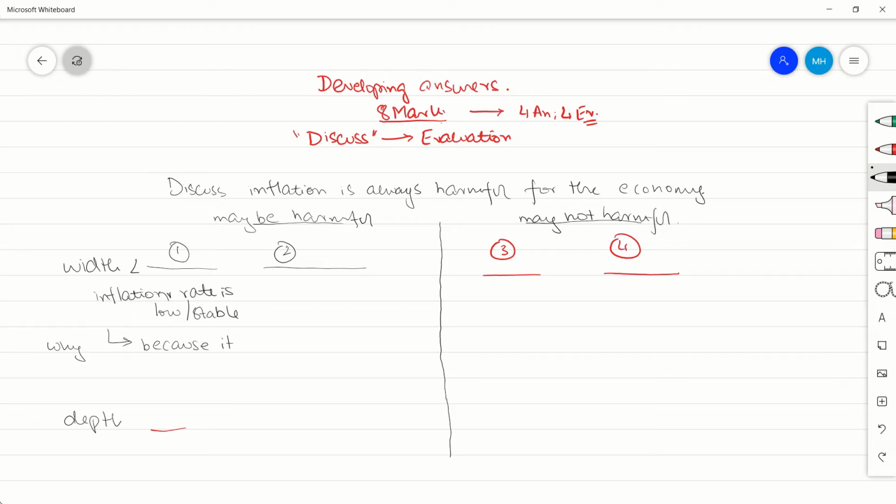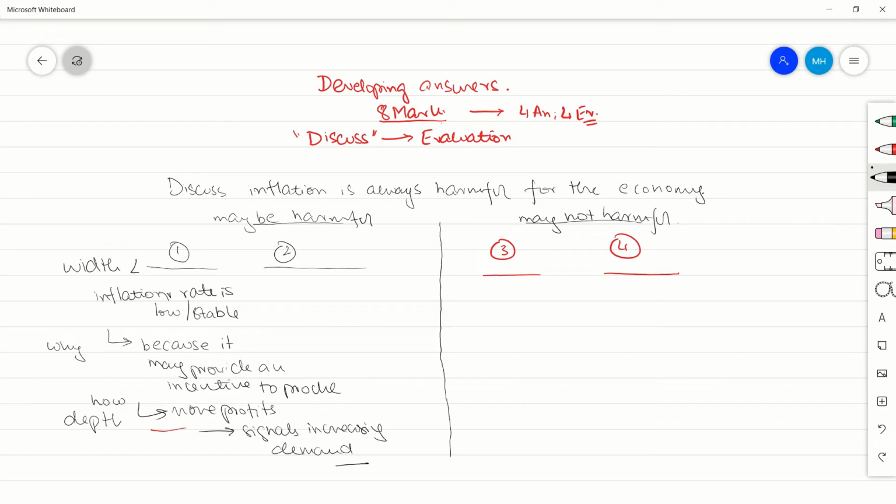Why? Because it may provide an incentive to the producer. How? You're adding more depth. How? More profits, as it may signal increasing demand. So more producers are going to allocate resources towards this product. Now you see, this is how you are going to develop your answer.